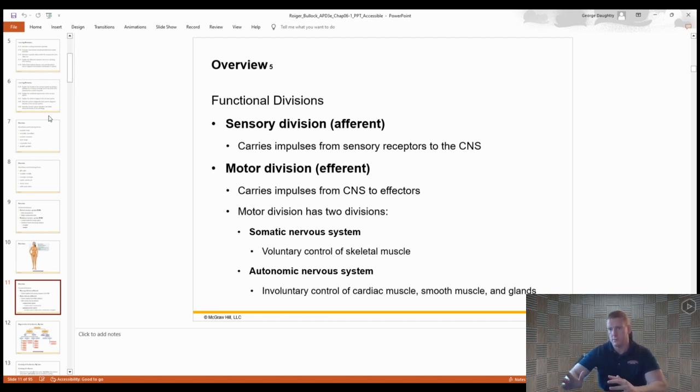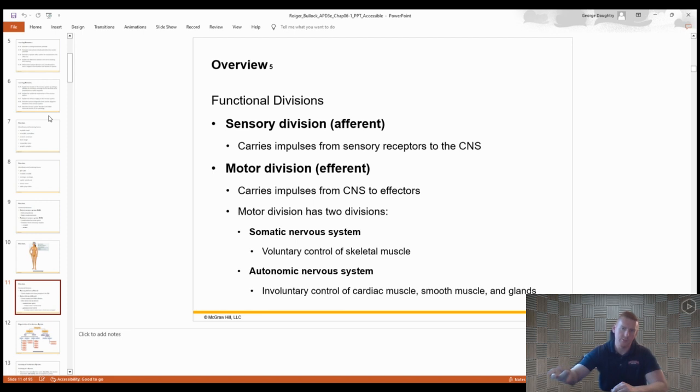The efferent nervous system can get broken down into two more divisions. We have the somatic efferent division and we have the autonomic efferent division. Simply put, the difference between the two, somatic versus autonomic: somatic is voluntary control and autonomic is involuntary control. So whatever the effector response is in that efferent division, if it is voluntarily occurring, then you know it was somatic. If it was involuntarily occurring, then you know it was autonomic, right?